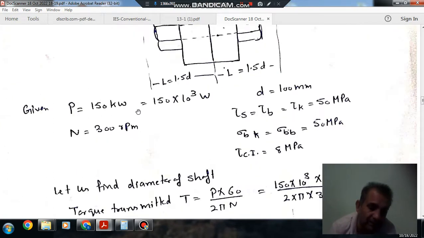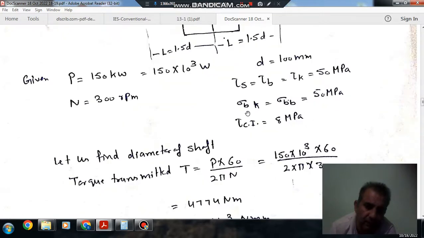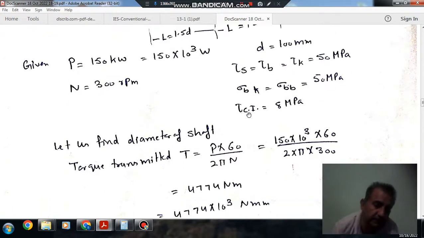Now power is given, that is 150 kilowatt, so that is 150 into 10 to the power 3 watt, and diameter of shaft is given, that is 100 mm. RPM is given, 300 RPM, and the shear stresses tau in shaft, bolt and key are given, that is 50 MPa, and bearing stress in key and bolt is also given, that is 50 MPa, and shear stress of the cast iron is given, that is 8 MPa. So first of all we will design the shaft.